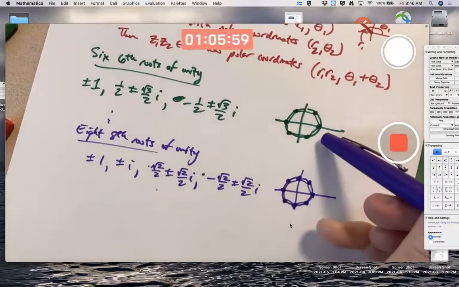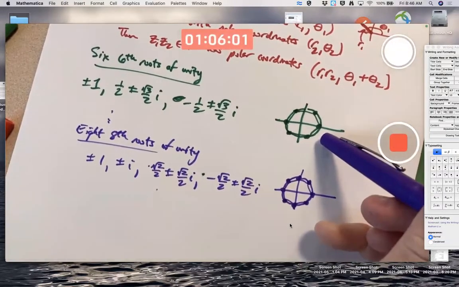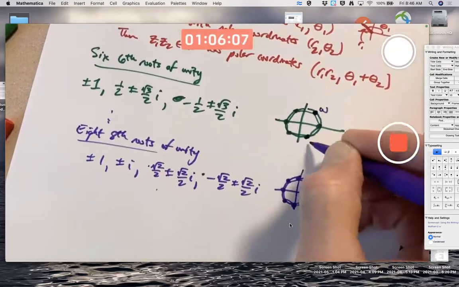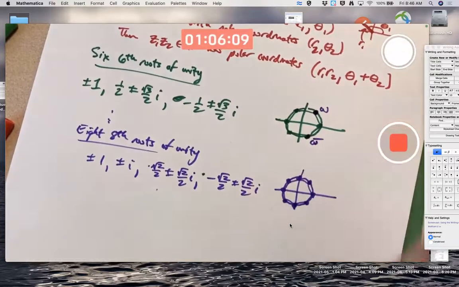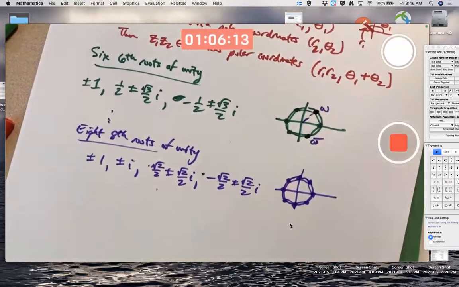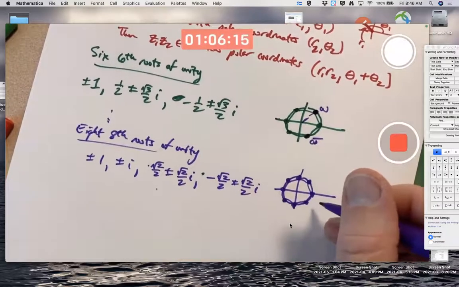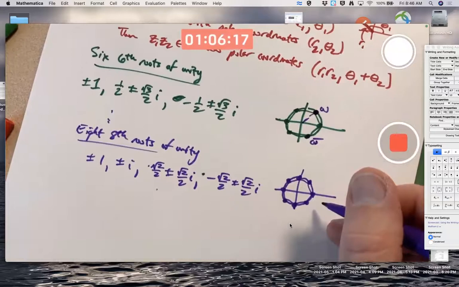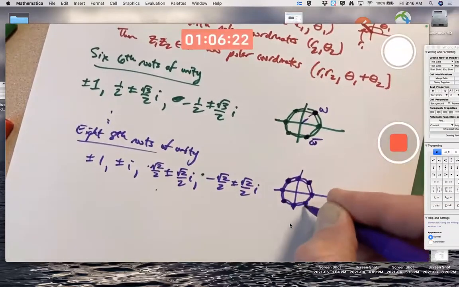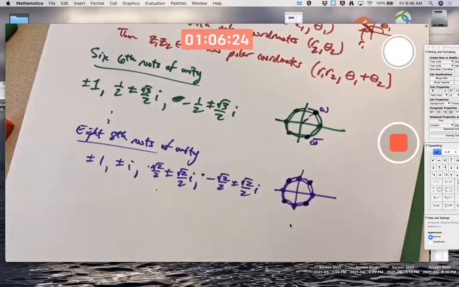Those form a cyclic group of order 6, and there are only 2 generators, though. Omega and omega bar are the 2 generators there, if omega is this one. This is a cyclic group of order 8, so there would be 4 generators. Any one of these 4 would be generators.